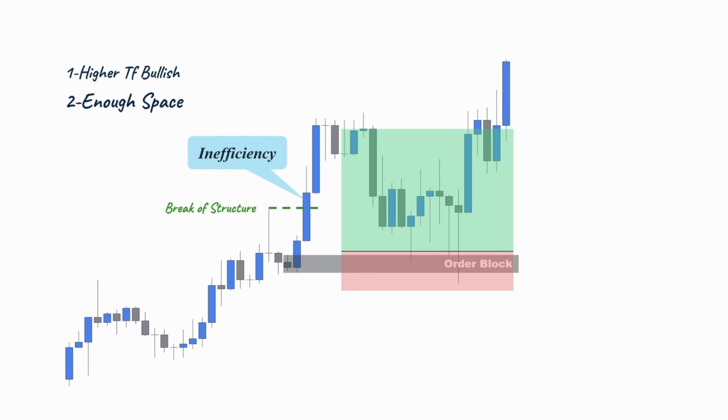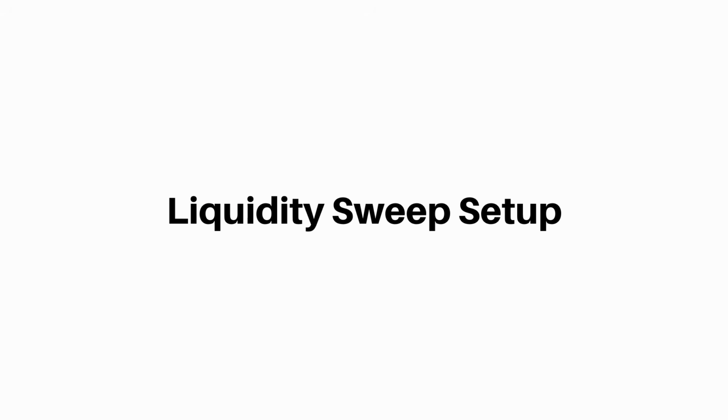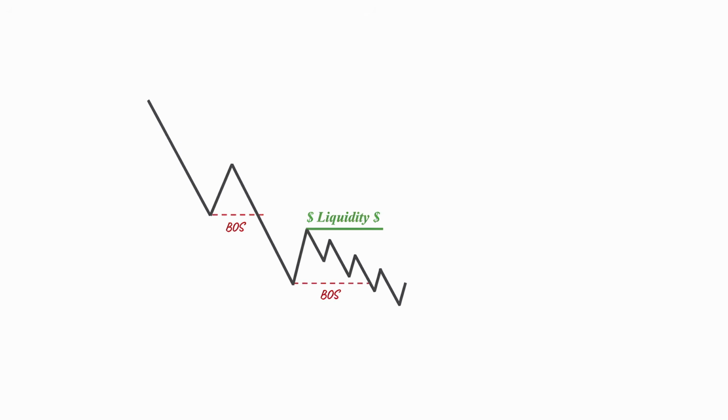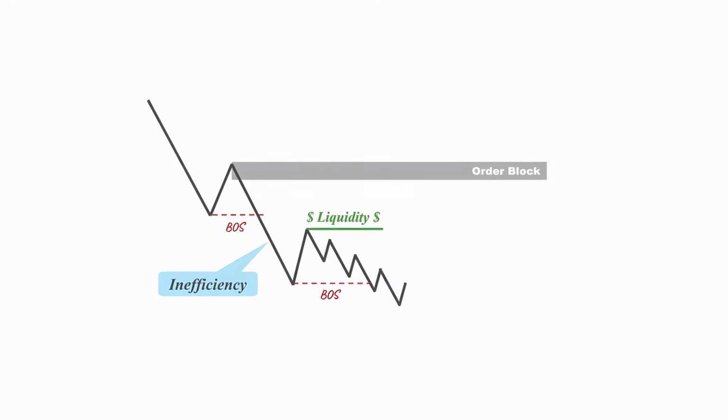In the case of large zones, you could place your stop a bit below the order block. The second trading setup is called the liquidity sweep setup. In the bearish scenario, we have a break of structure to the downside with no inefficiency. We have fair value gaps precisely above the swing high and a valid order block, which is a perfect supply zone to enter a short trade.